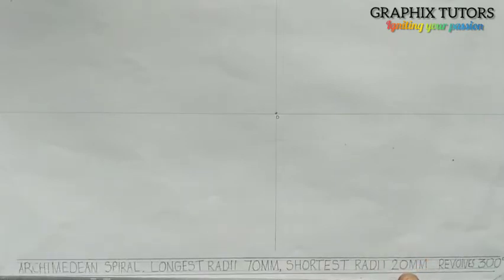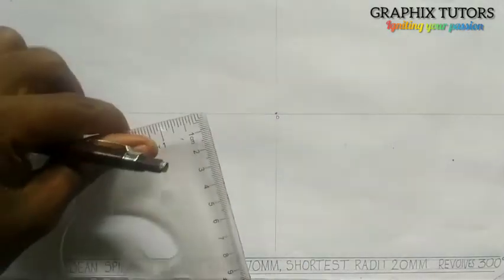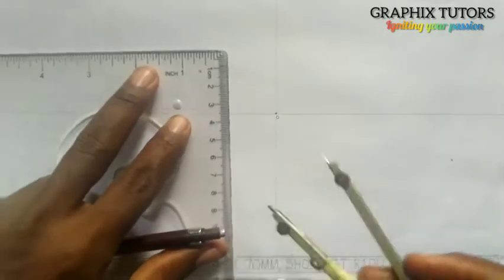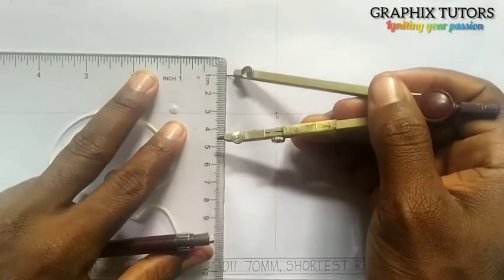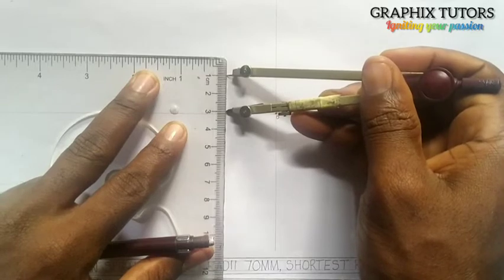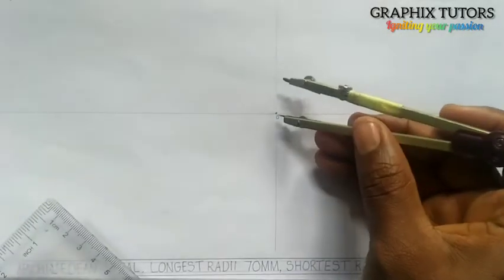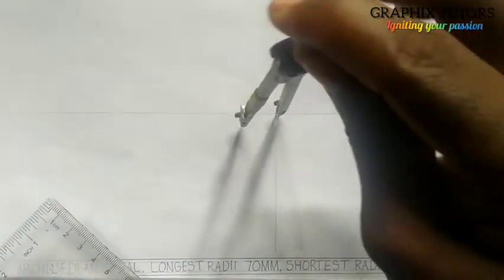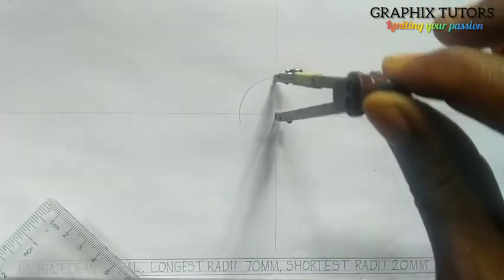Now the shortest radii is what? 20 mm. I'll measure 20 mm on my meter rule, from here to this point is 20 mm. And I'll place it at the center of this line, and I'm going to draw this way, just a faint line.